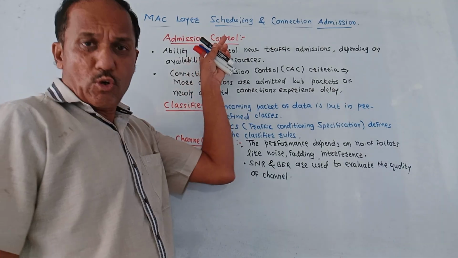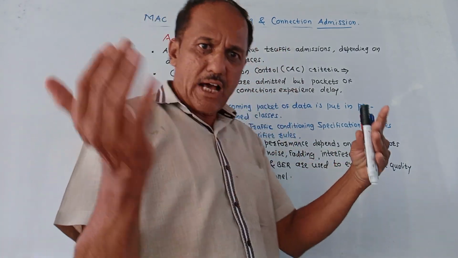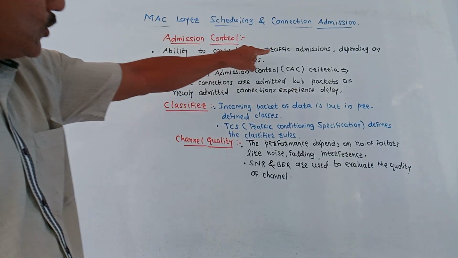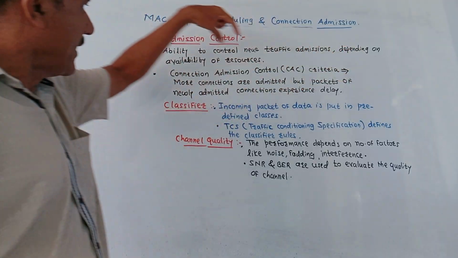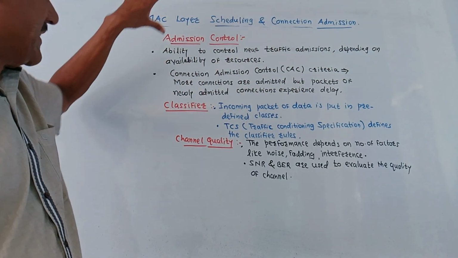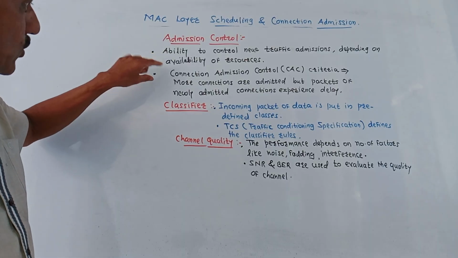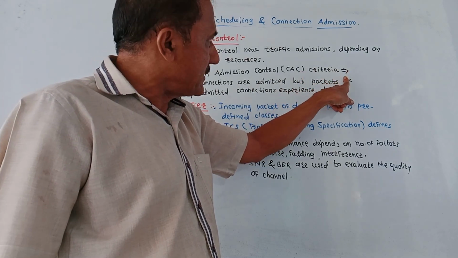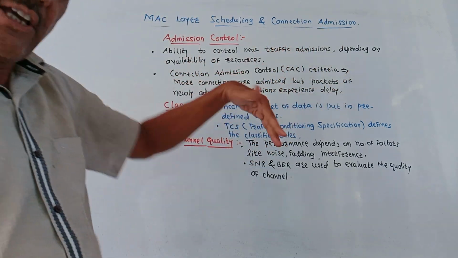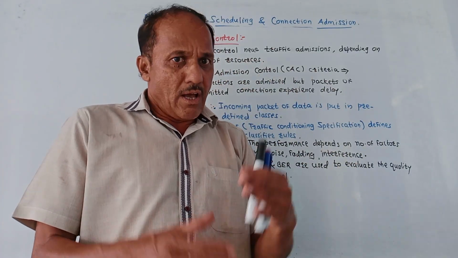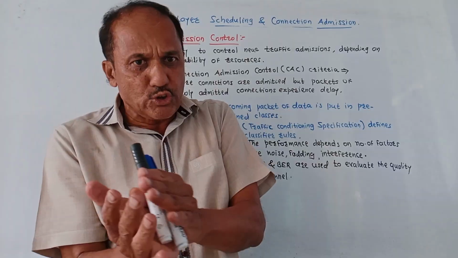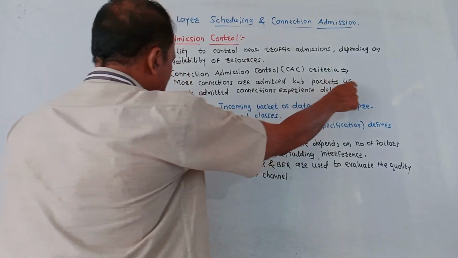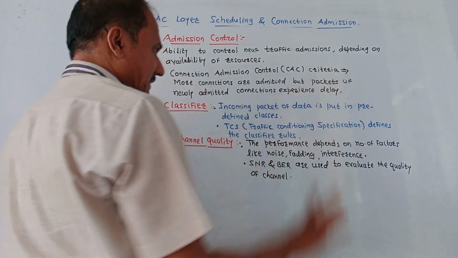Next part is, let us talk about admission control. The new admissions are controlled, and that depends on several parameters. The ability to control new traffic admissions depends on availability of the resources. There is one term called connection admission control, that is CAC. It has some common criteria. One of the criteria is that new admissions are allowed, but the packets related to these new admissions face more delays. So more connections are admitted, but packets of the newly admitted connections experience a delay.